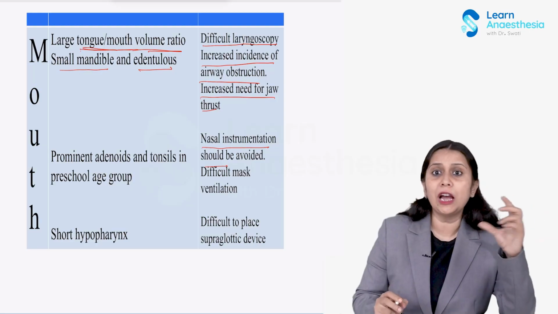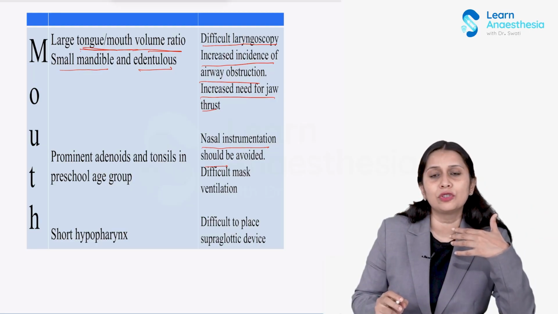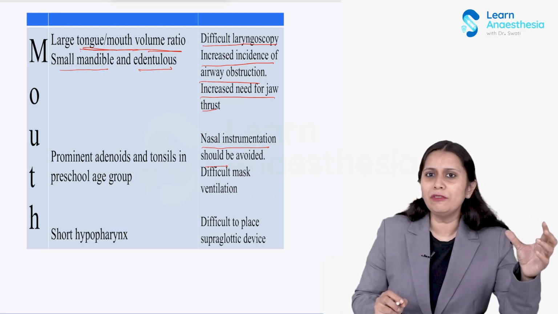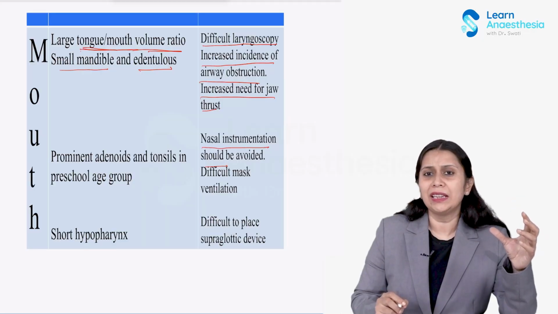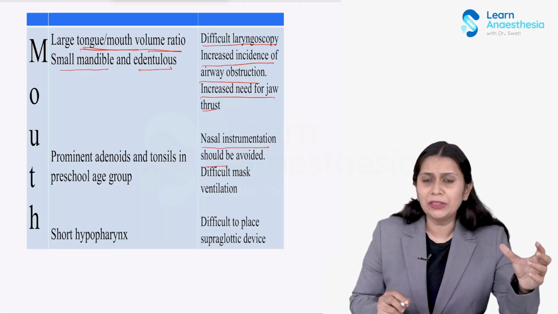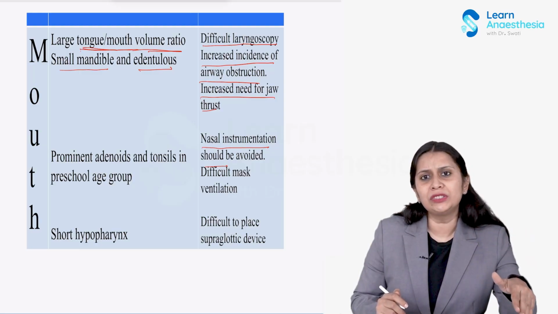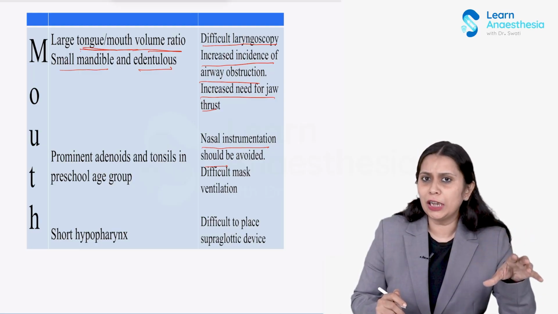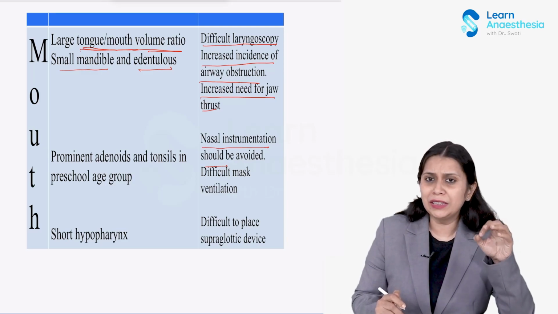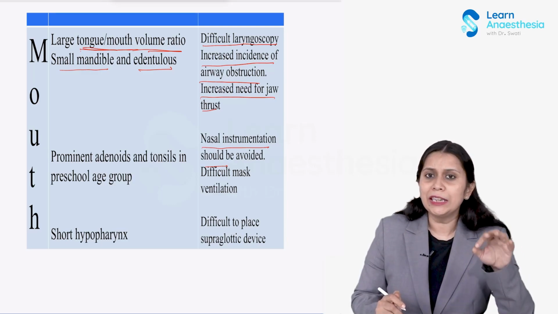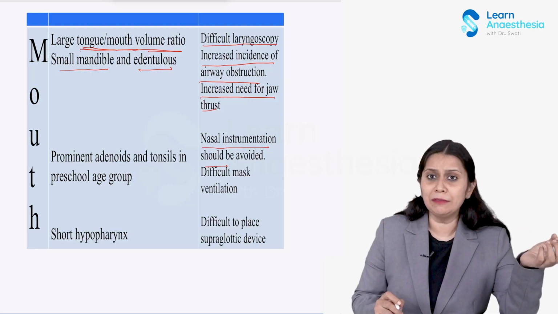Then they have a short hypopharynx. The hypopharynx is also short. So placement of the supraglottic airway device is a little difficult in these patients, right? See, the supraglottic airway device has to rest, the tip has to rest in the hypopharynx. So if they have a short hypopharynx, they can fold. So it is a little more difficult than in an adult to place the supraglottic airway device in a pediatric patient.